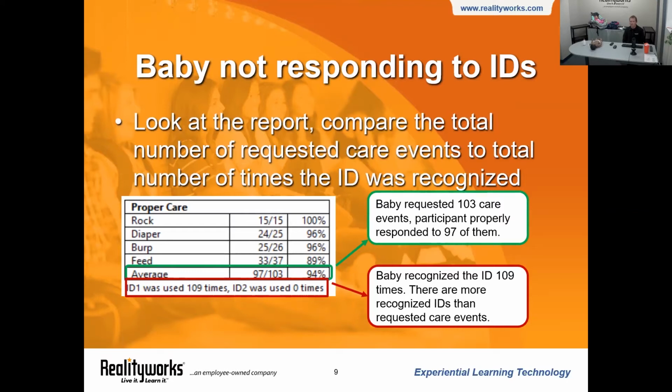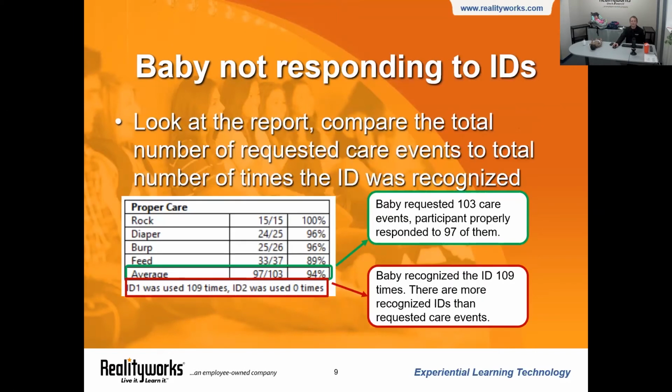So we had 103 care events. ID was recognized 109 times. So we have a surplus of 6 IDs. The surplus of IDs come from either mishandle events or fussy events. And fussy events do not show up on the report.